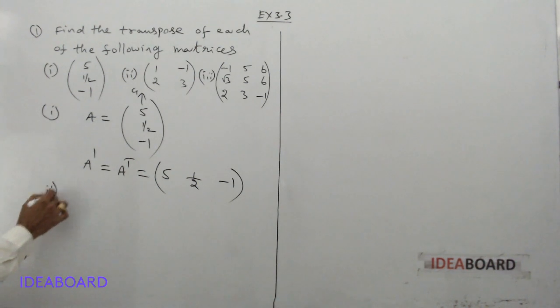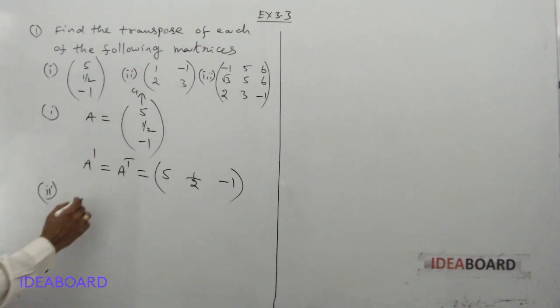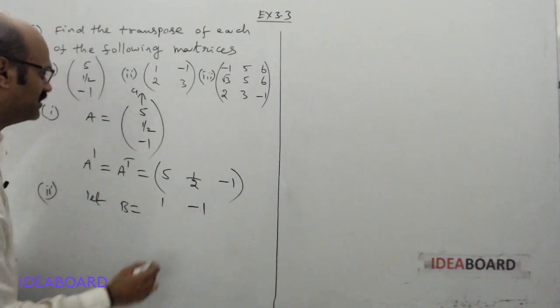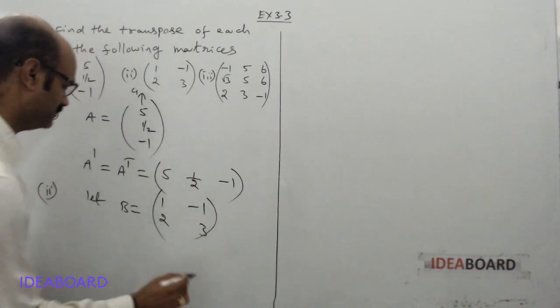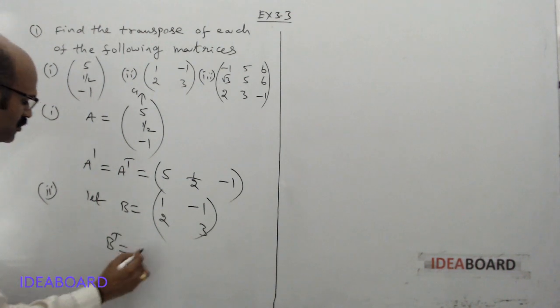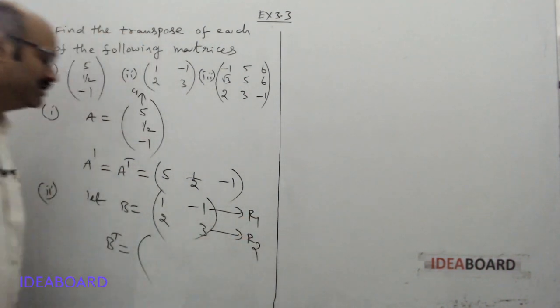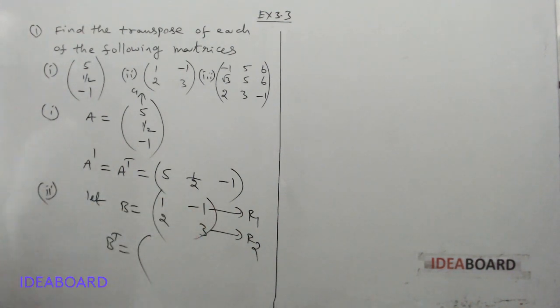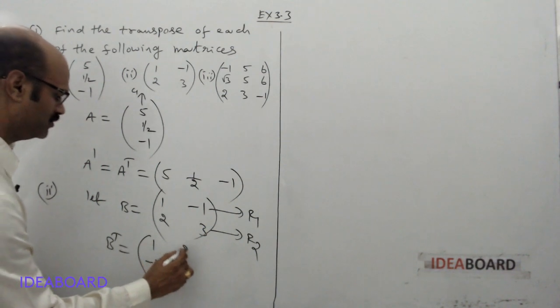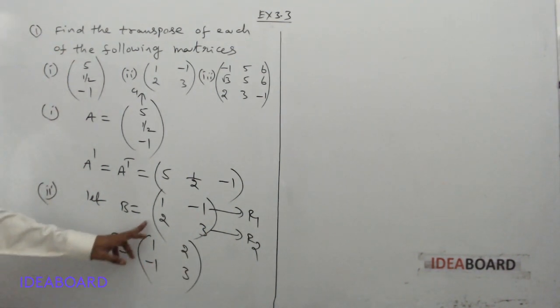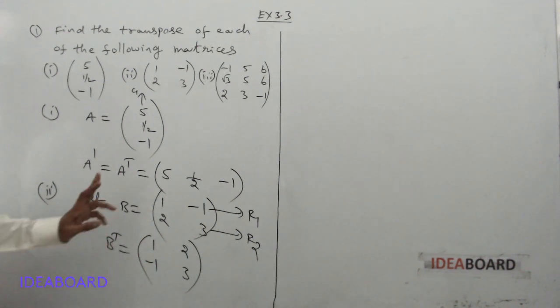Second problem. Let B equal to 1, minus 1, 2, 3. B transpose equal to, it's R1 and this is R2. Write R1 into C1: 1, minus 1. Write R2 into C2: 2, 3. This is the transpose of the given matrix B.